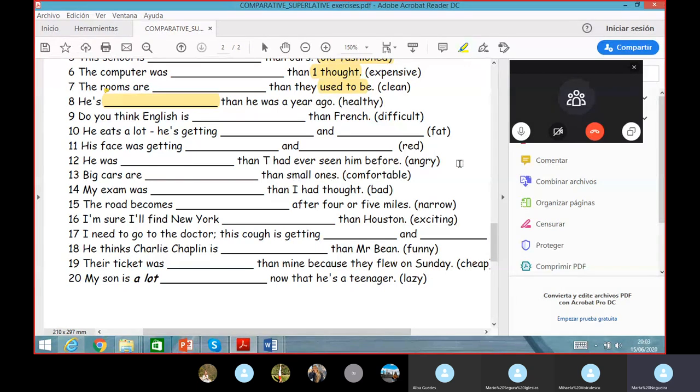11. His face was getting redder and redder, okay? Double D, redder and redder. Su cara se está poniendo más y más roja, ¿vale? Why fatter and redder with double consonant? Because we've got consonant, vowel, consonant. So we double the consonant.